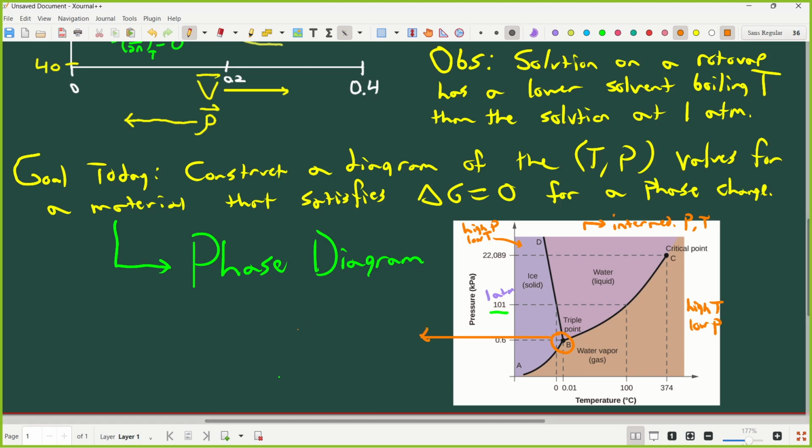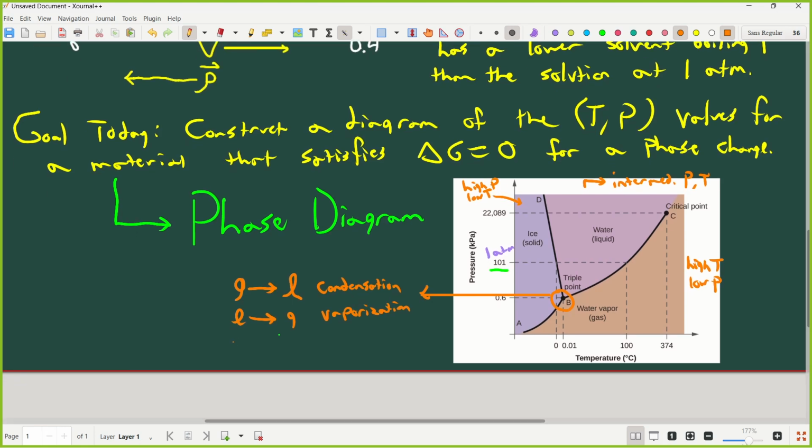So there are three. Let's talk about the different types of phase transitions. So just some nomenclature. Gas to liquid is called condensation. Liquid to gas is called vaporization. Solid to liquid is called melting.